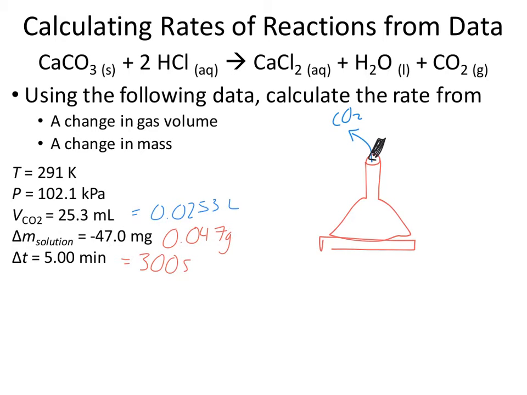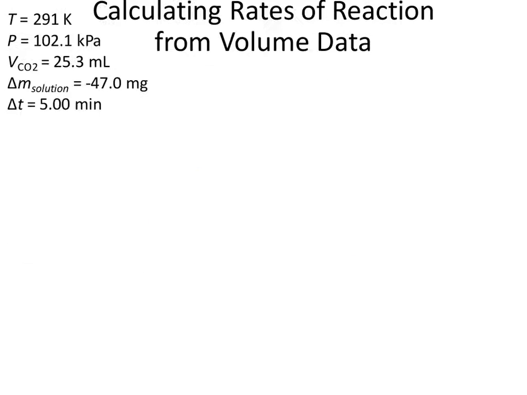Okay, so let's take a look at this. Let's see if we can figure out what our rate is in terms of the change of volume of gas and what our rate is in terms of change in mass. So again, here are our pieces of data. For this one, from volume data, we're not going to really need to use this volume over here. We will need to use this, again, that's 0.0253 liters. So the first thing that we need to do is, well, what do we have here?